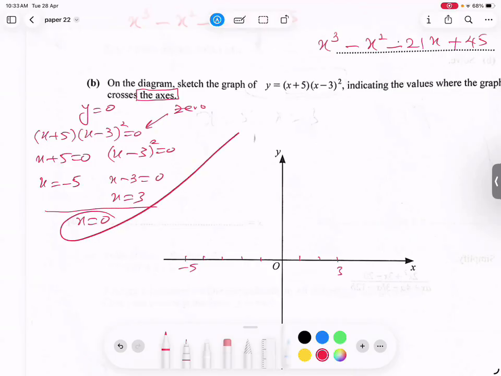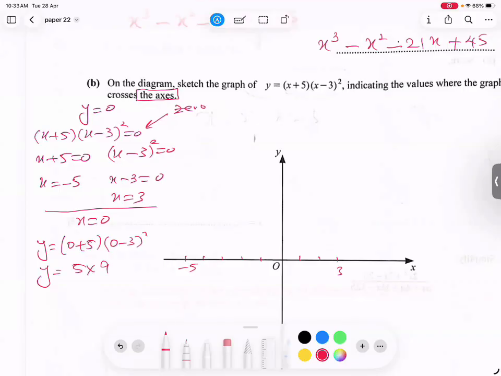Now I plug in x 0 here and here 0. So y equals 0 plus 5 and 0 minus 3 whole squared. I'm getting from here 5. I'm getting here 3 squared 9 and the negative will finish. I got 45. So 45 somewhere here. I take approximately 45 here, or even 45 anywhere, a rough number. Okay.